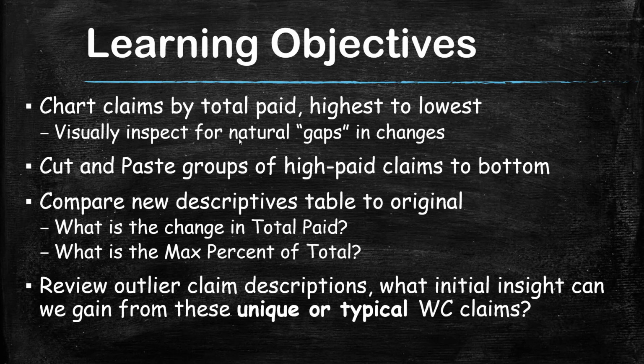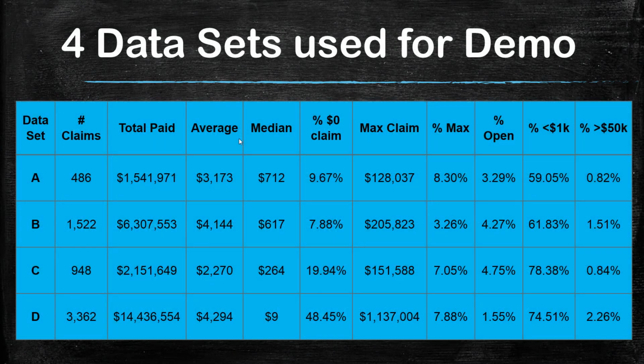And then we're going to look at the outliers to find out whether they are similar to others or unique to the entire data set. If you recall in the last video, we did the descriptives and the distribution. So here are the results. I put it into one table.